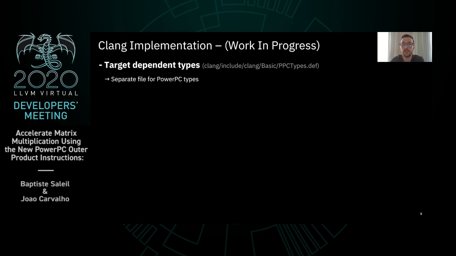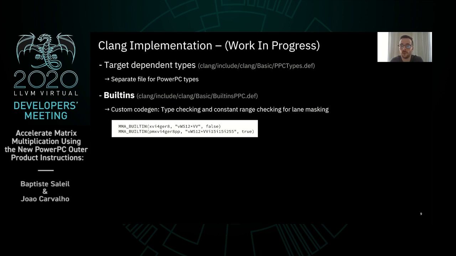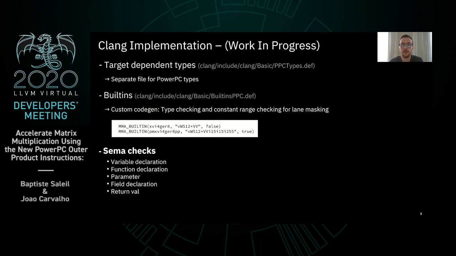So I will now talk about the implementation of this API in Clang and LLVM. So the Clang part wasn't really difficult to implement. We just defined the two target dependent types in separate files for PowerPC because this will allow us to easily add new PowerPC specific types if we need to in the future. We've then defined the built-ins with the other PowerPC built-ins. However, because they use these new types and we don't want the implementation to be too pervasive, we use custom type checking for these built-ins. And in addition to the types, we also check the constant ranges for the built-ins that are using lane masking. And finally, for the semantic checks, we've added a PowerPC function that is doing the check, and we just call this function from various places in SEMA to ensure that the vector quad type is only declared as a local variable.